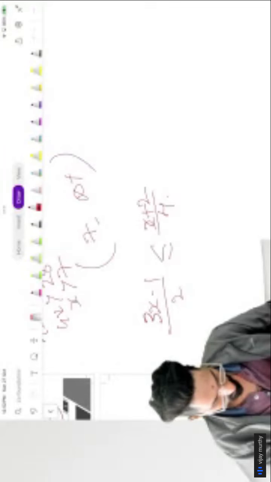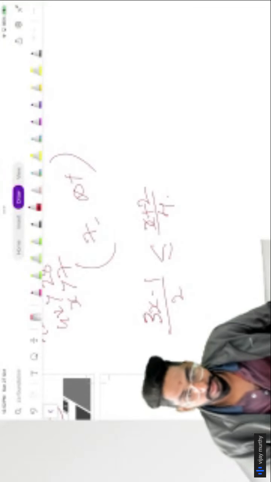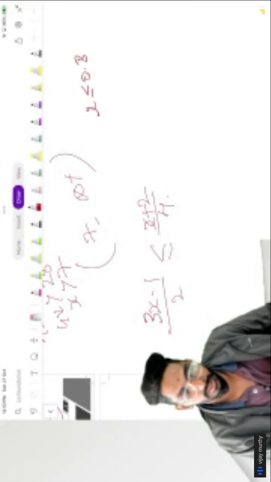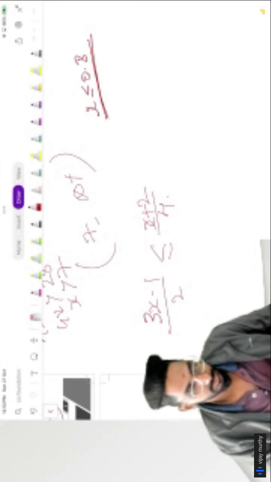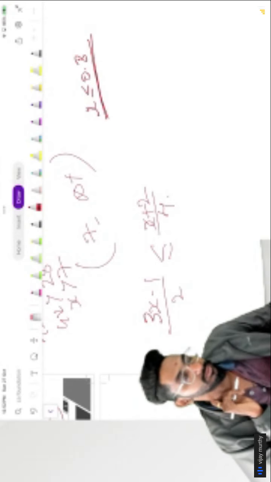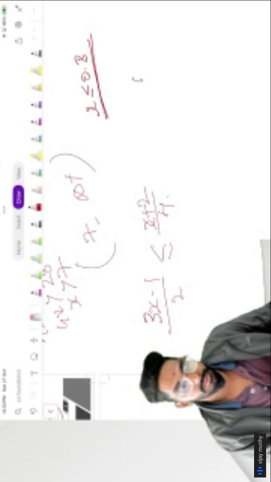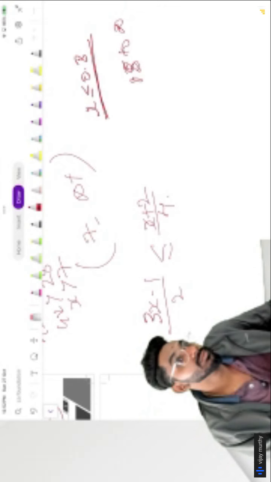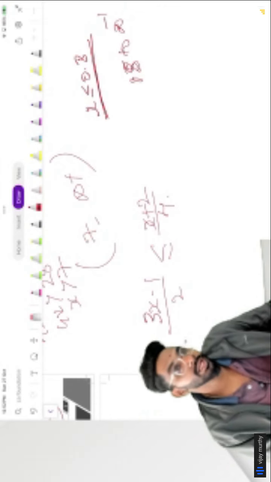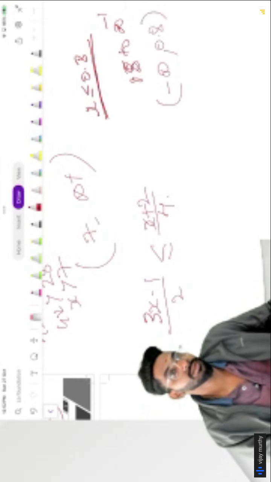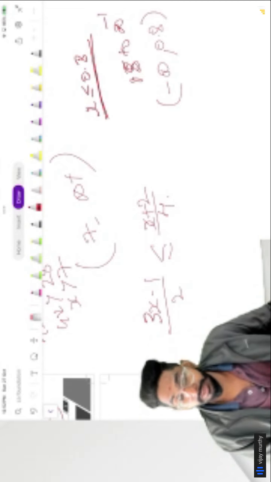x less than or equal to 0.8. Let me check, shall I solve? Sir, minus infinity to 0.8. You should not say it like that; you should say minus infinity to 0.8. When a negative value is said first, minus infinity should be said first.